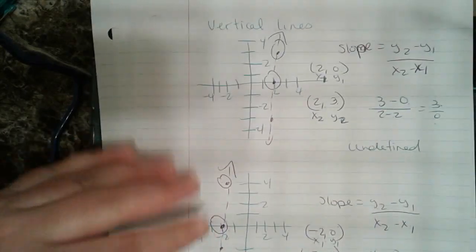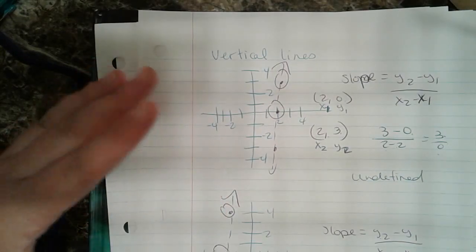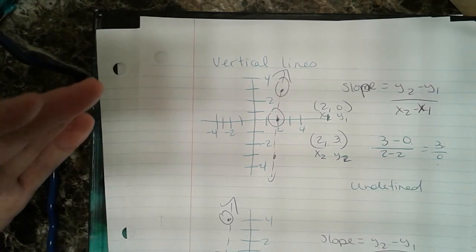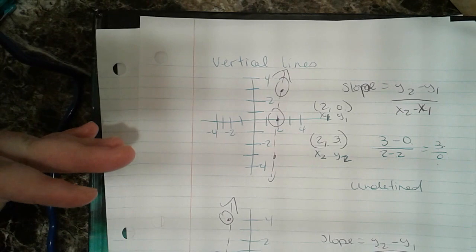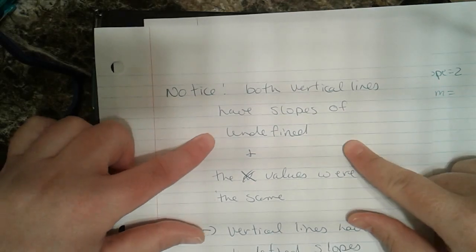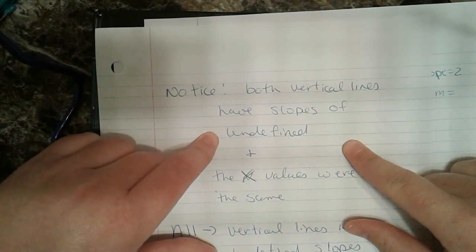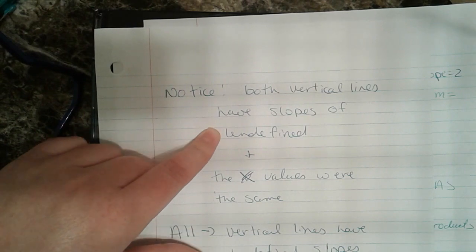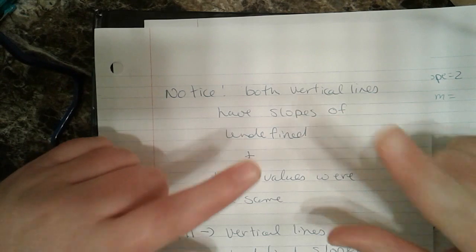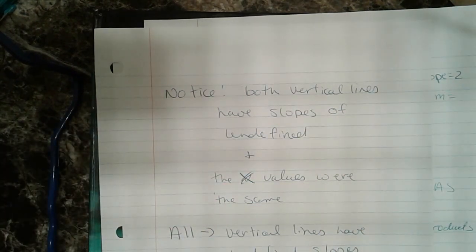That's pretty cool. If I were to do tons of vertical lines and find the slopes of them this way, I would still come up with the exact same answer. I would come up with undefined. That's because every single vertical line has a slope of undefined. Every single one of them. So the biggest thing to realize from those two graphs was both vertical lines have slopes of undefined and their x values were the same. That's pretty cool, actually, in my eyes.